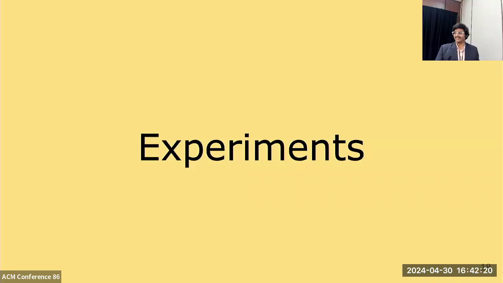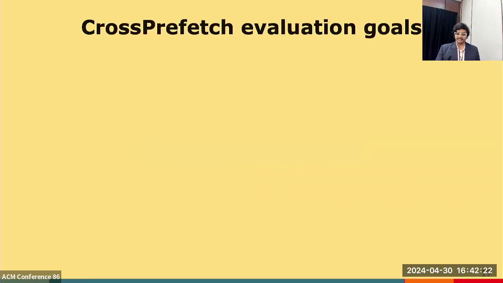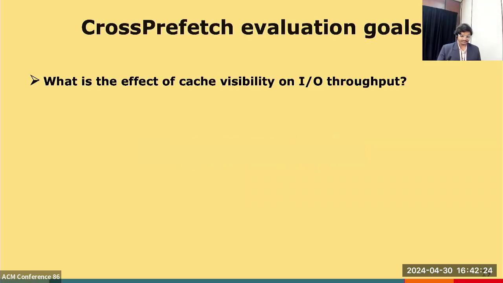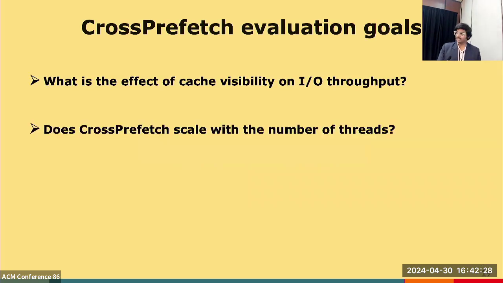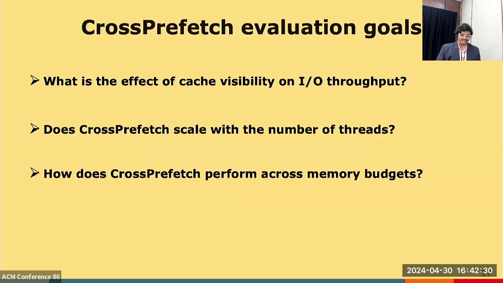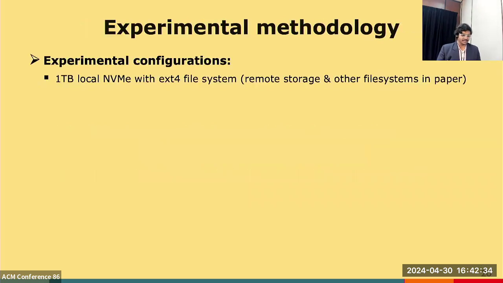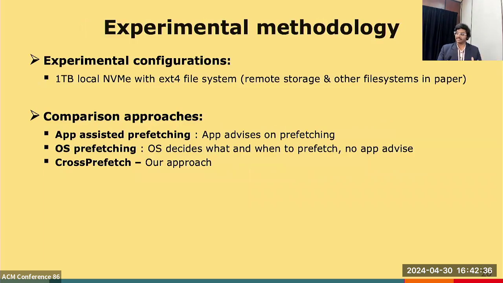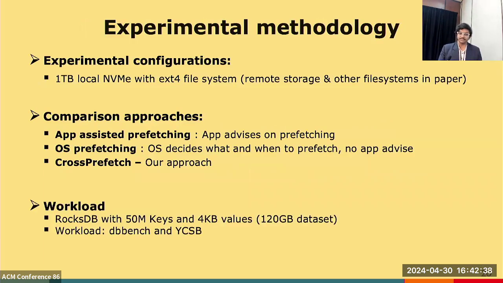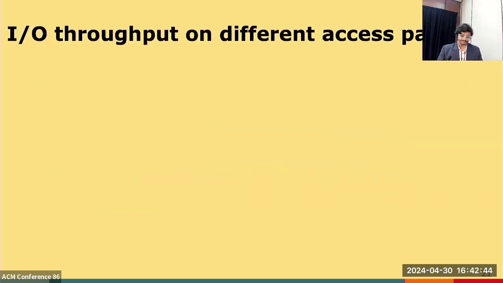Now let's look at experiments. We asked three questions of CrossPrefetch. Does it improve IO throughput for different access patterns? Does it scale well with the number of threads? And does it perform well with different memory budgets? Again, it's the same experimental methodology I introduced earlier, and we run RocksDB with 15 million keys and 4 kilobyte values, and we run db_bench and YCSB.